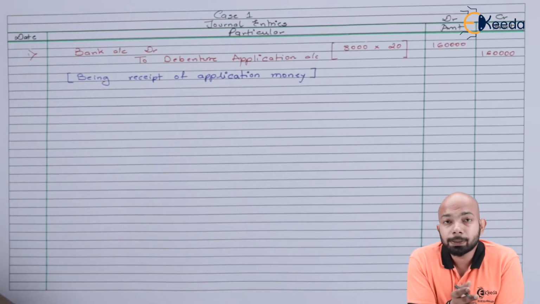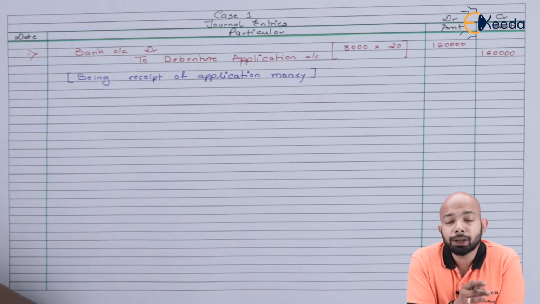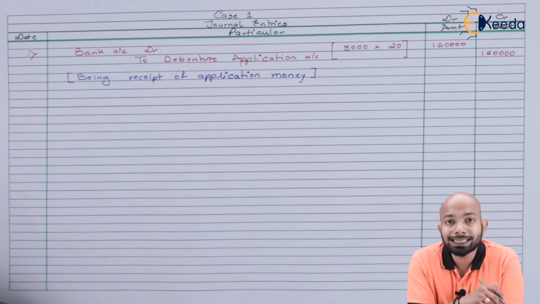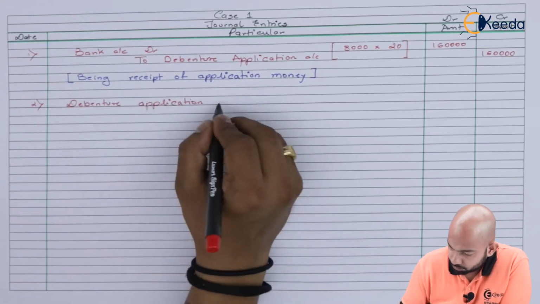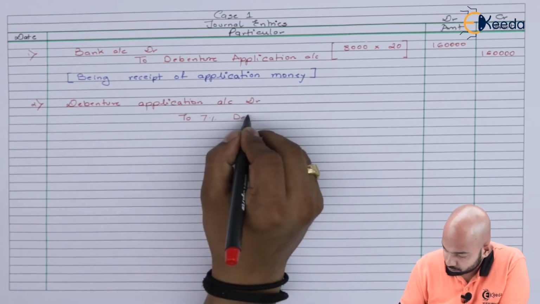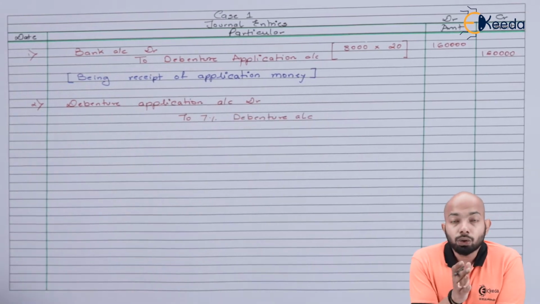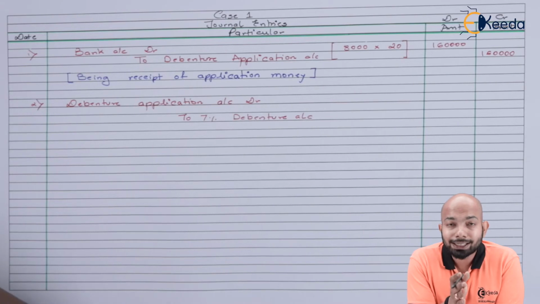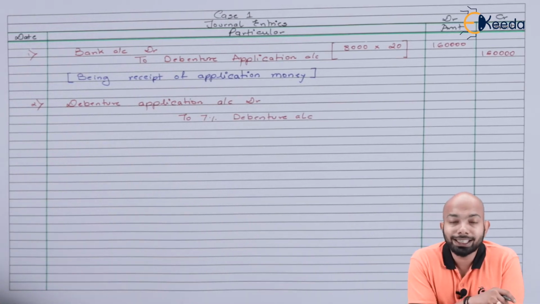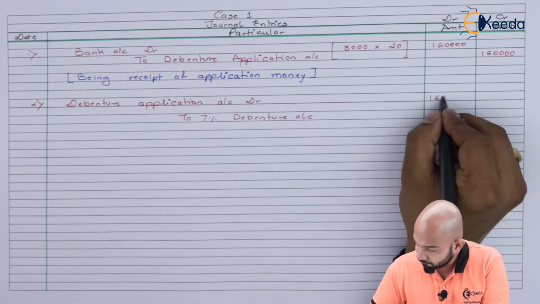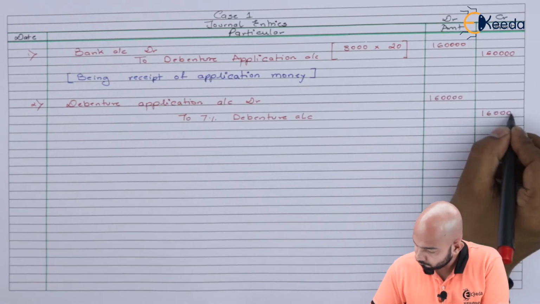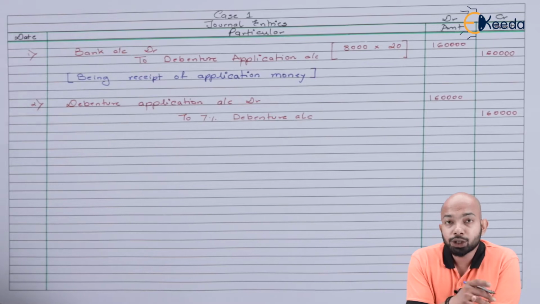Now that the first entry has been done, we have to transfer that application money to the debenture account. So we'll pass that entry now. So whatever money we have earned, that is 1,60,000, will be moved to 7% debenture account here directly. Let's mention the narration now.